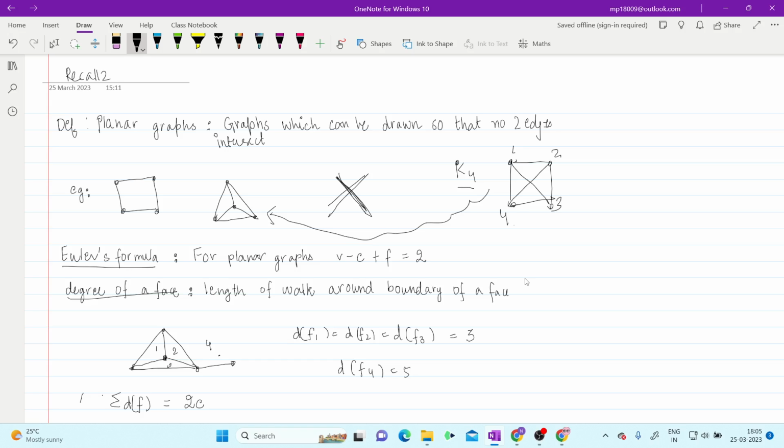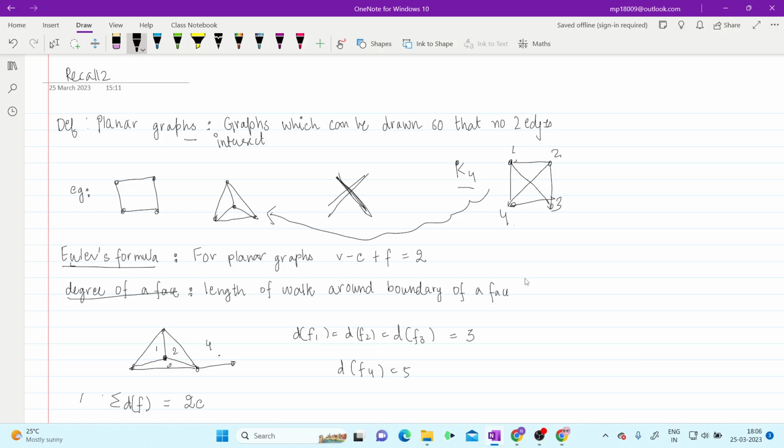So for a planar graph, it may be possible that some drawing of it has intersecting edges, but if we can find even one drawing, one isomorphic copy of that graph, in which no two edges are intersecting, then we say that graph is planar. And we also have a nice formula for these planar graphs, a nice relation between vertices, edges and faces.